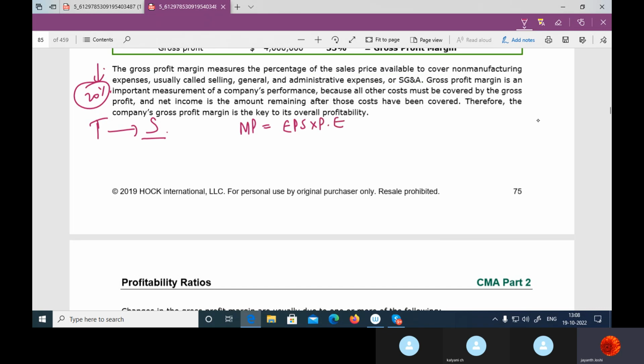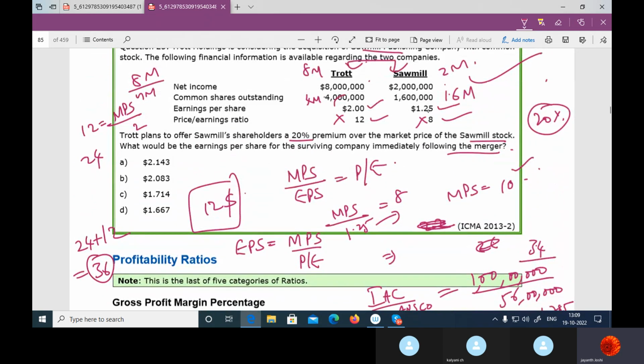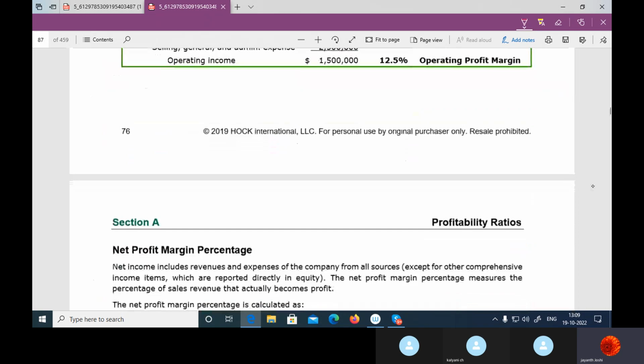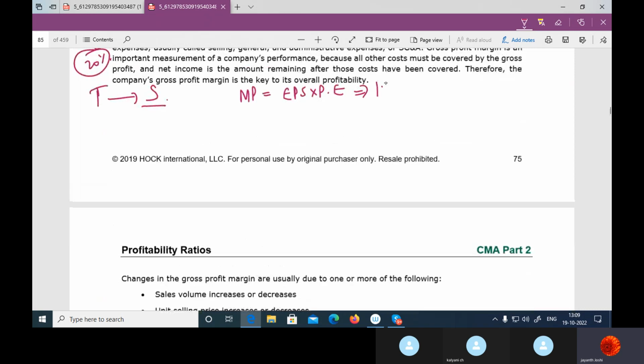I explained how I'm finding that one, correct? So what is the EPS of sawmill? 1.25, and the PE ratio is 8. So 1.25 into 8, $10 is the market price of sawmill. But Trot is paying a 20% premium for each sawmill stock, so that will make it $12. Am I right? So now Trot is paying $12 to each shareholder of sawmill to buy their shares. Correct?